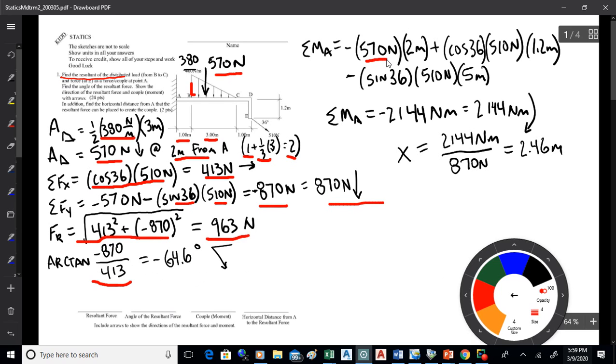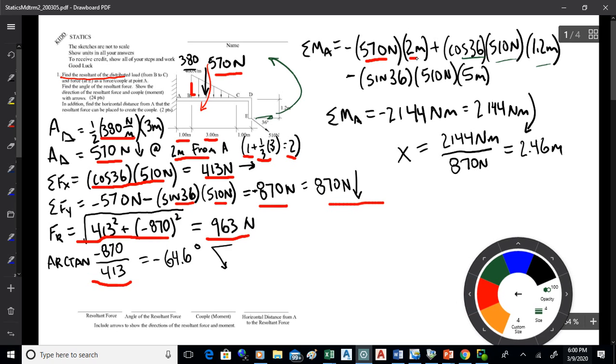Okay, if you take a moment, you've got the 570 times 2, that would be a clockwise moment. You then have cosine 36 times 510 times 1.2, that would be this component that would come around counterclockwise, so that's positive. And then you've got sine 36 times 510 times 5, that's another clockwise one, so that's negative. The sum is negative 2144 newton meters, so it's 2144 newton meters clockwise. To get the x distance, you would take the moment and divide it by the y component of force and get 2.46 meters.